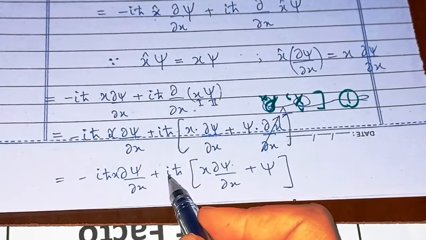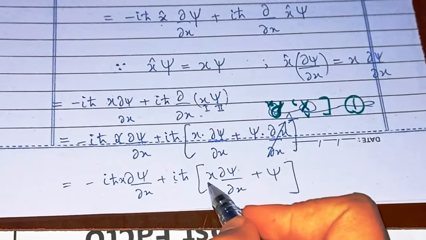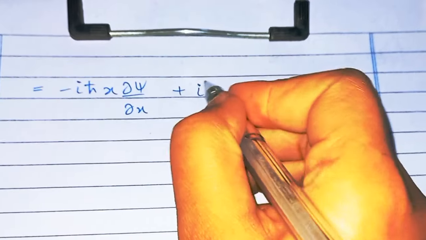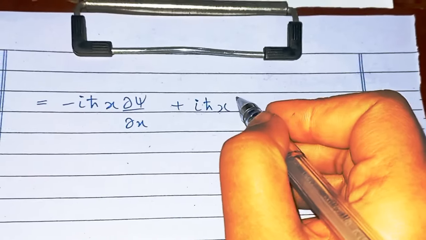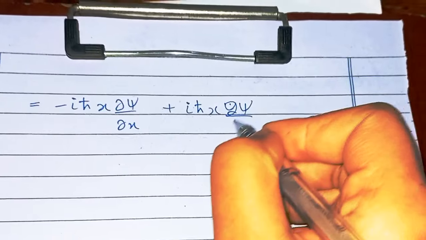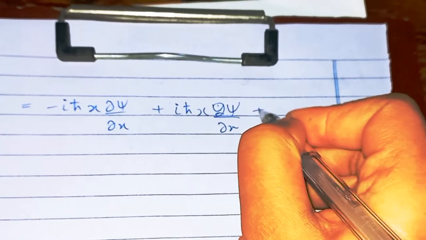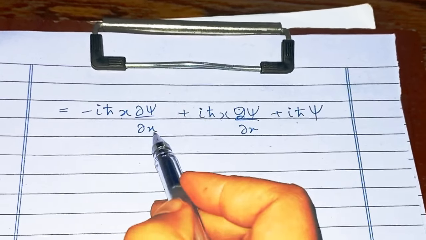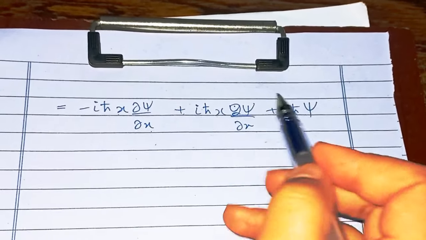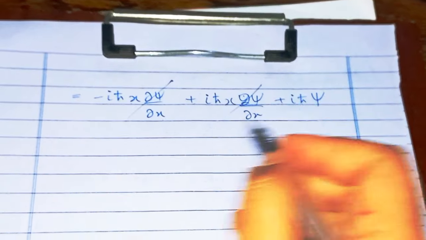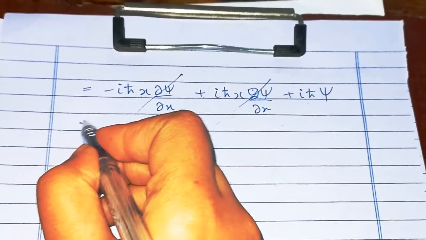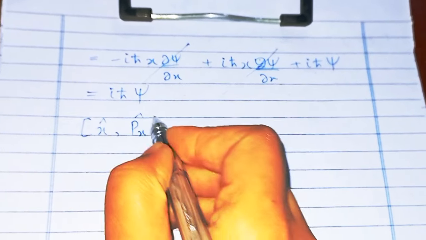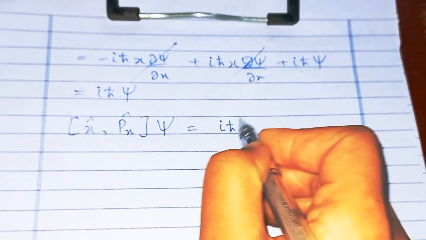Now what we can do here is multiply iota h cut inside, so it's with this quantity and with this quantity as well. Let's do that. Plus iota h cut, when it's multiplied with the quantities inside, it's x partial psi by partial x, plus iota h cut psi. And here we can see that it's negative iota h cut x partial psi by partial x, and it's positive iota h cut x partial psi by partial x, so they cancel out and we are left with iota h cut psi. And we had the commutator of x hat and px hat acting on psi equals iota h cut times psi.